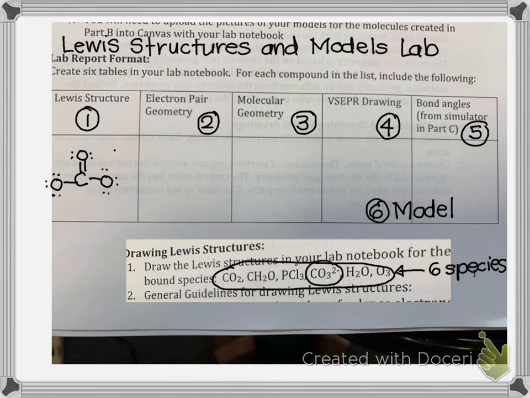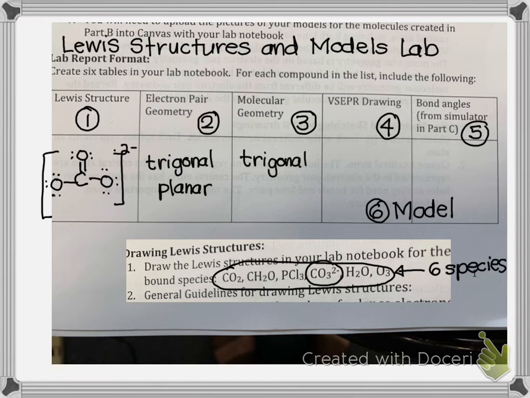For this example, this is a 2 negative. This is trigonal planar. We use the shape sheet to figure that out. And this is trigonal planar. We use the shape sheet and how many atoms and lone pairs. And now 4 is the VSEPR drawing. So I like to draw it with the elements there. So I probably would, but I don't care. Again, VSEPR drawings just show shape.